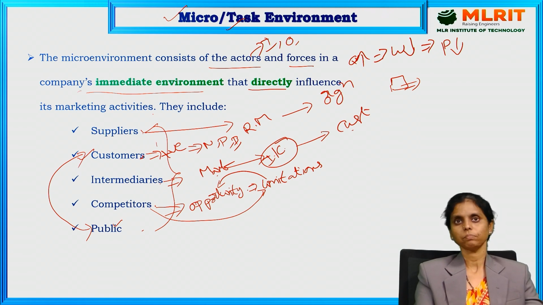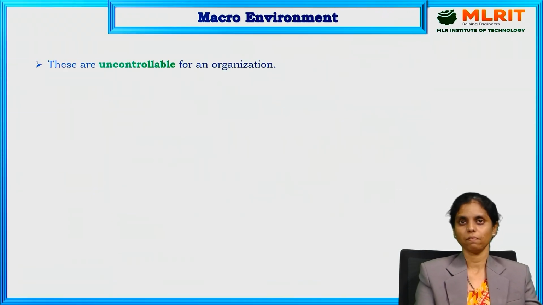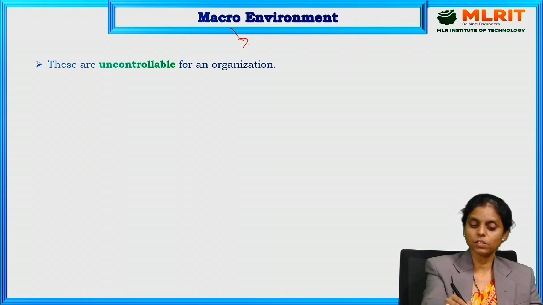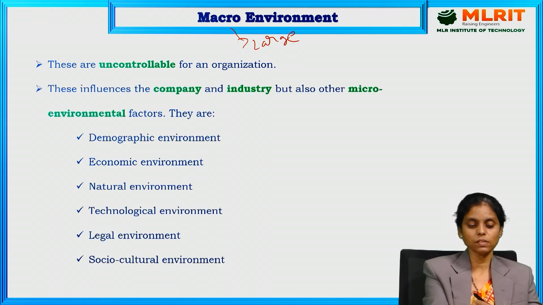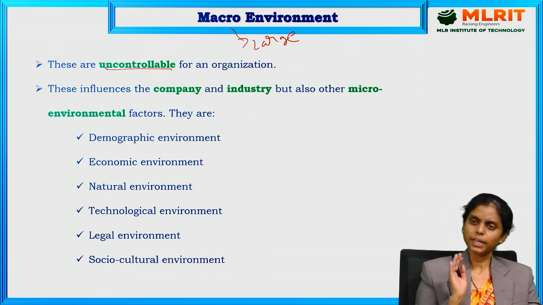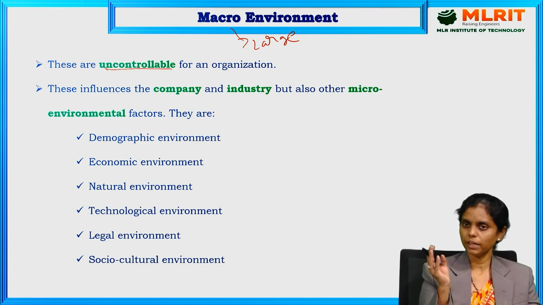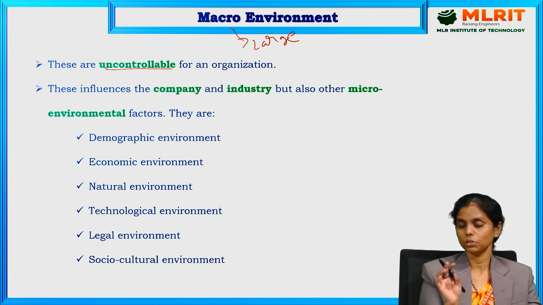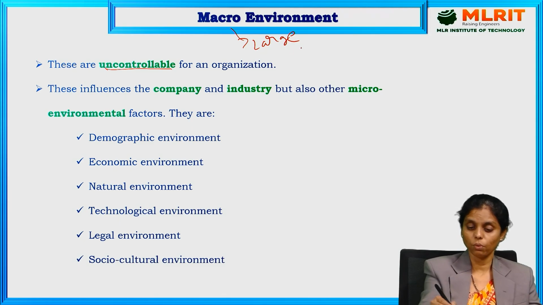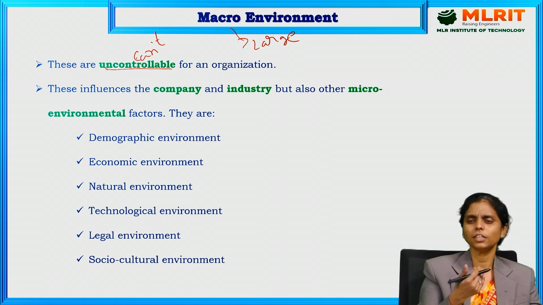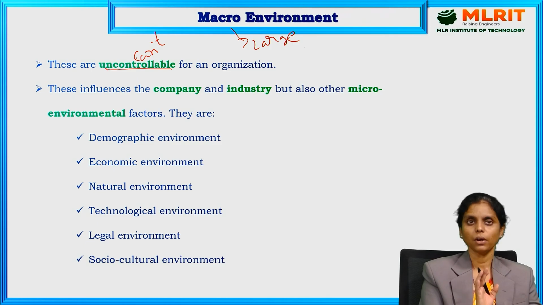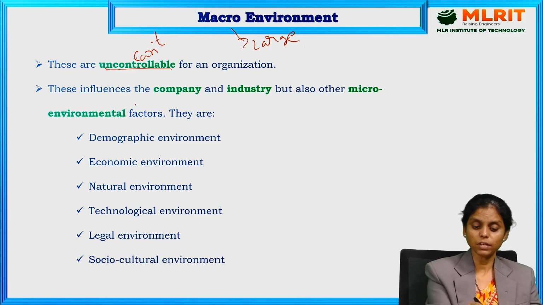Now the next aspect that we have is macro environmental factors. What is the meaning of this? Macro means large. So these are the large factors that are influencing the decisions. These are uncontrollable, unlike internal factors such as resources of the organization and mission of the organization. These factors are not controlled by the organization. Every organization has to accept this, or develop strategies to manage them, but they cannot control them. What are these factors? These influence the company, the industry, as well as the micro environment.